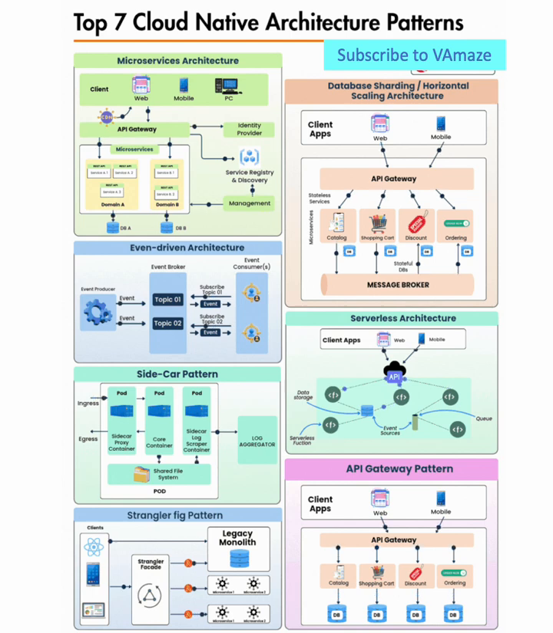These patterns don't exist in isolation. They form a cohesive ecosystem where each pattern addresses specific challenges while enabling others. Foundation patterns: microservices and database sharding provide the foundational decomposition strategies that enable independent scaling and development. Communication patterns: event-driven architecture and API gateway patterns handle the complex communication requirements of distributed systems.